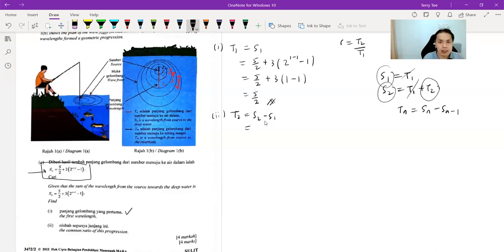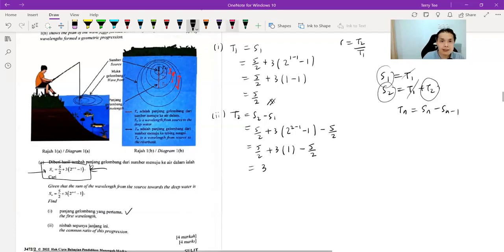So my S2 I can find by substituting 2 inside this formula here. So we put 5 over 2 plus 3, 2 power 2 minus 1 minus 1. And since I already know my S1 is 5 over 2, let us simplify this. This is 3, 2 power 2 minus 1, 2 power 1 is 2, 2 minus 1 is 1, minus 5 over 2. As you subtract them, your answer is 3. Now, you don't even have to calculate S2 because we can cancel this already, and you get your T2.